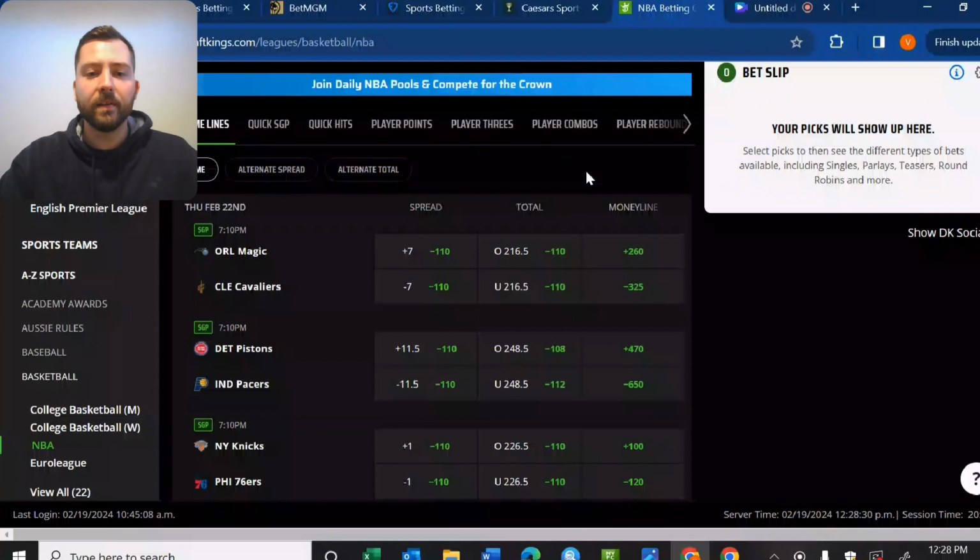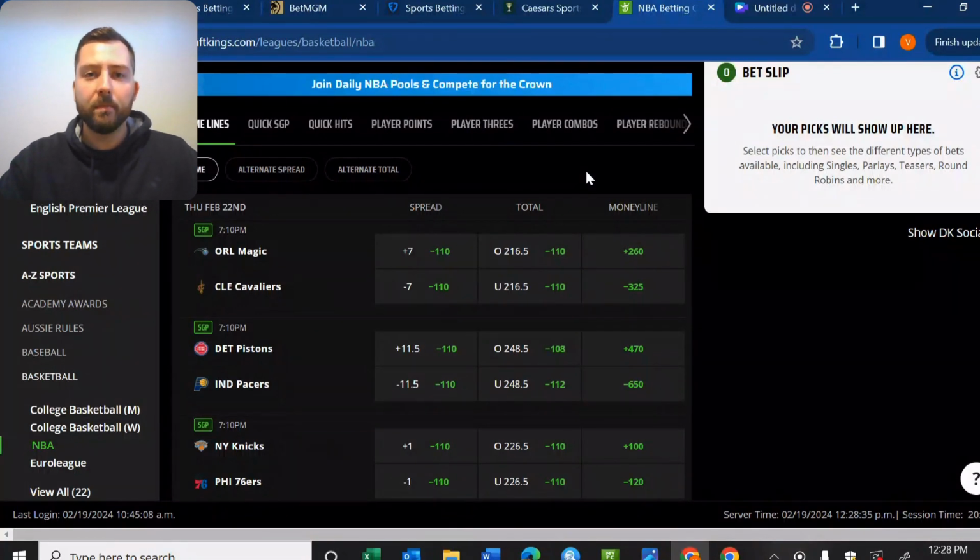Let's talk about parlays. Parlays are when you take multiple bets and you put them all in one bet slip. Meaning, if you put three teams in one bet slip, every single one of those teams has to win for your bet to win. Now, the reason you would do this is because the payouts are a lot bigger. You can risk less money for bigger payouts.